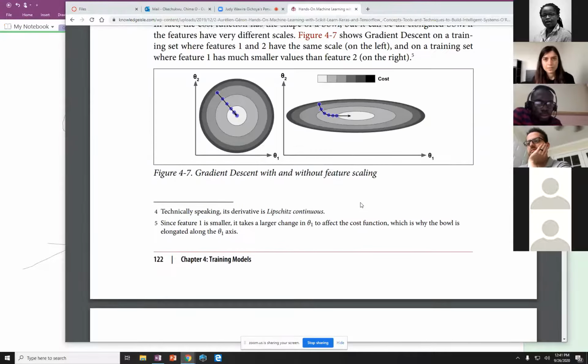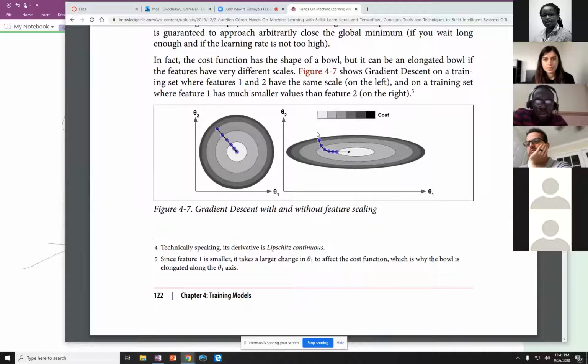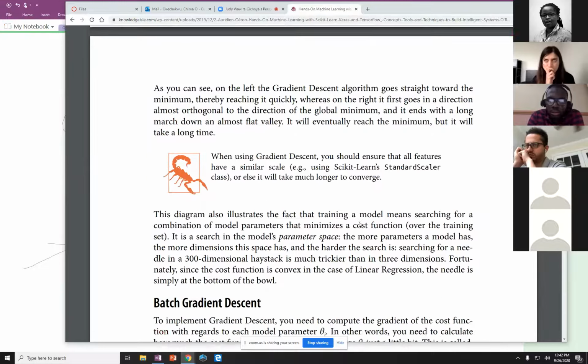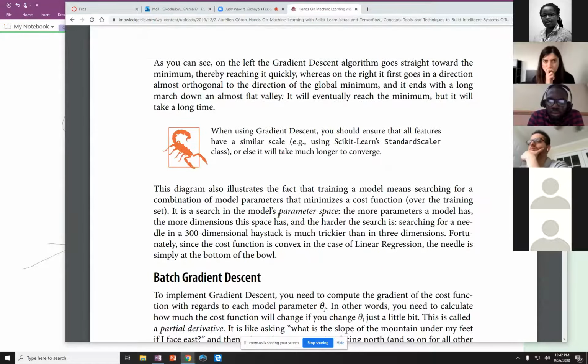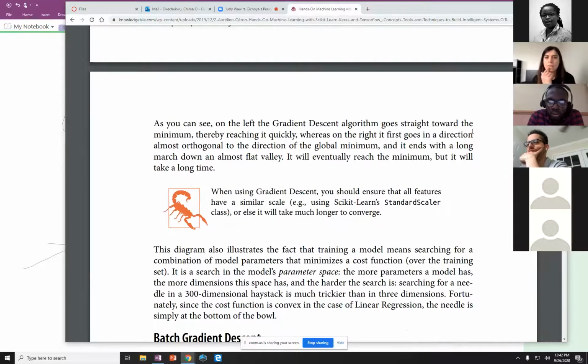And he says this is the example without feature scaling, where one feature is drastically a multiple of the range of the other one. Gradient descent will still reach the minimum, but it'll take a longer time, as you can see here. Yeah, it'll take a long time.